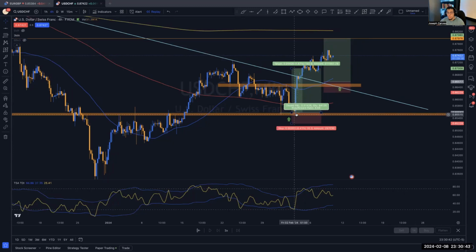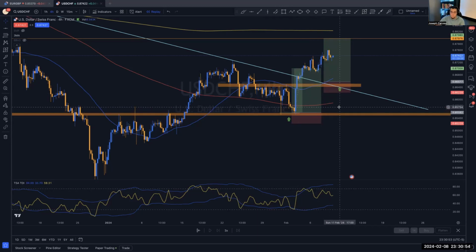So that was the trade. This is exactly as it was drawn up, a 35 pip stop loss. Exactly how it was drawn up and taken live for my community.